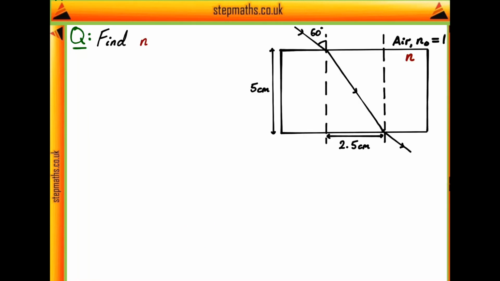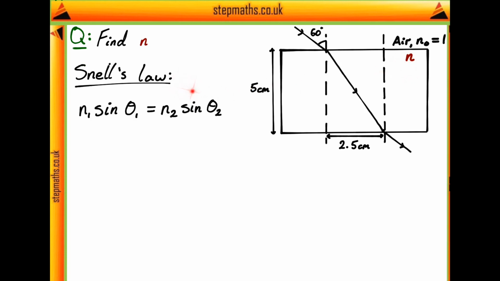Okay, so to try and think about solving this question, we should think about which equations we can use to try and do that. Now since we're being told about a light ray which is refracting, and we're trying to find the refractive index, there's one law which should probably spring to mind, and that is Snell's law. So Snell's law mathematically is given by this, that the refractive index of the first material multiplied by the sine of the incident angle is equal to the refractive index of the second material multiplied by the sine of the refracted angle.